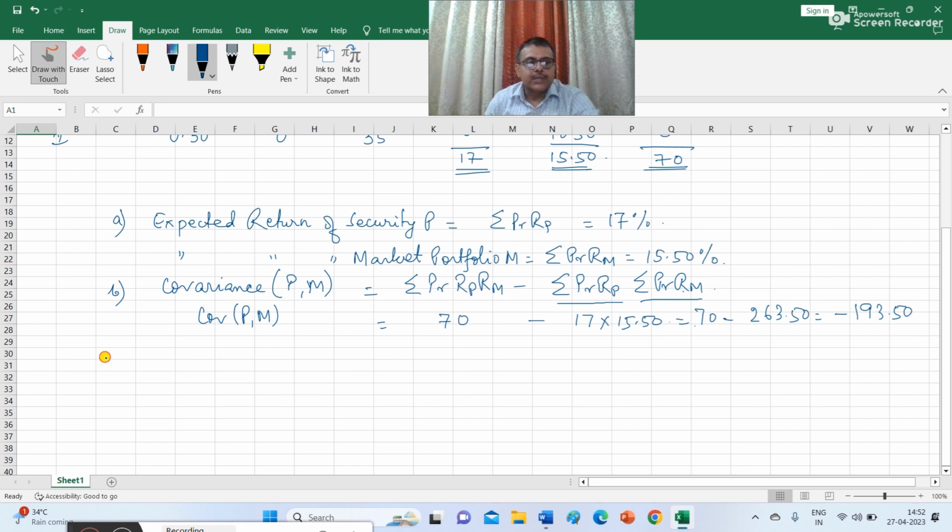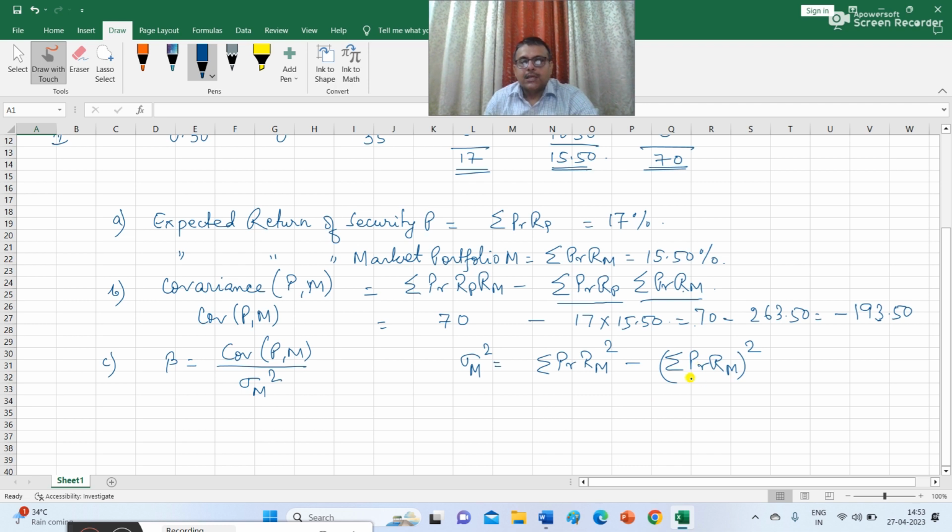Next, you need to calculate the beta. Beta is equal to cov of PM divided by sigma M square. So cov of PM we have already calculated at minus 193.50, and you need to calculate the value of sigma M square, which is the variance. So sigma M square is equal to the sum total of PR RM square minus the sum total of PR RM whole square.